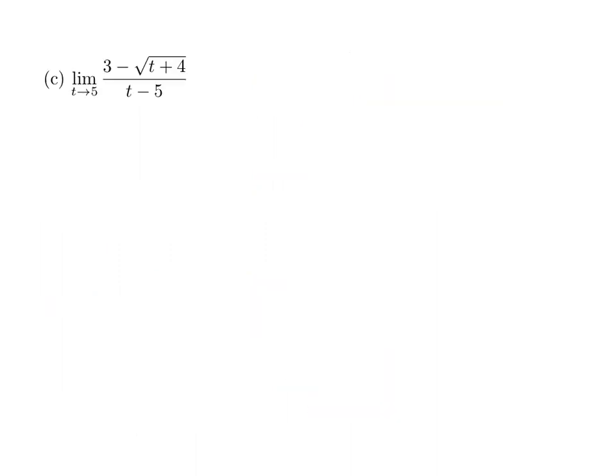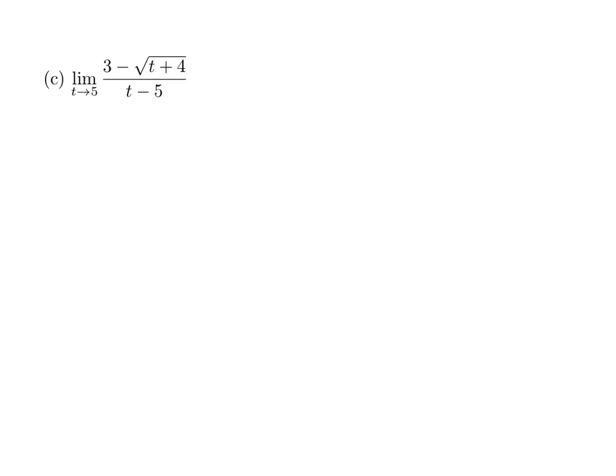In part C, we want to figure out the limit as t goes to 5 of 3 minus the square root of t plus 4, all divided by t minus 5. Again, we cannot directly substitute 5 in place of t. The denominator is 0, and actually the numerator is 0 too.